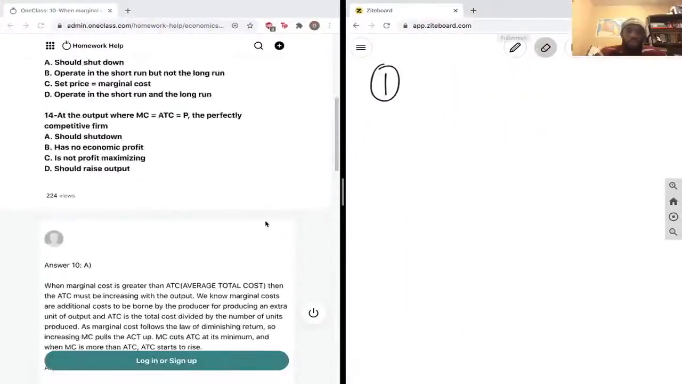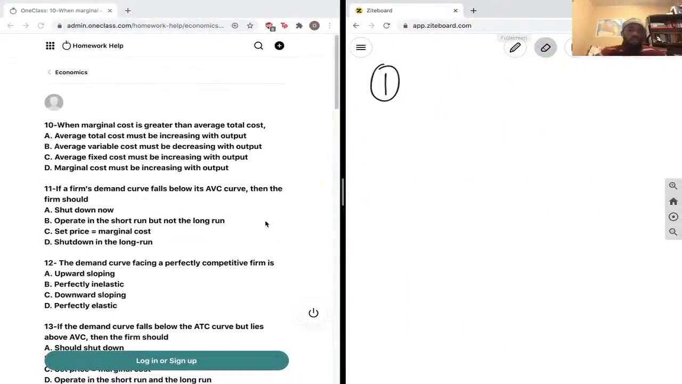Oh, I'm not even showing you this. I apologize. So we can just start all over again. Marginal cost curve is greater than the average total cost curve. When marginal cost is greater than average total cost, we said the answer was A, average total cost must be increasing with output. And let's just do a quick summary over here.